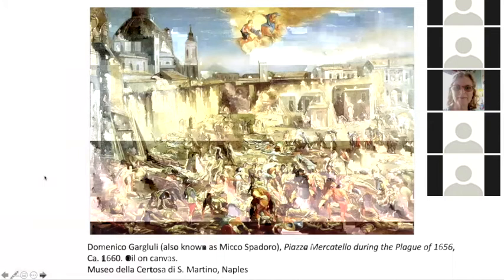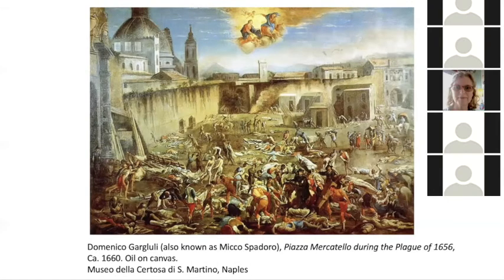This is kind of a dramatic image. This is from Naples, and it's an artist, Domenico Garluli, who was also known as Miko Sparaggio. And today, this piazza is known as the Piazza Dante, but it kind of gives you a visual of the vast death and dying at Naples, and we can go back and look, and they're pretty succinct numbers as far as the death in the city.